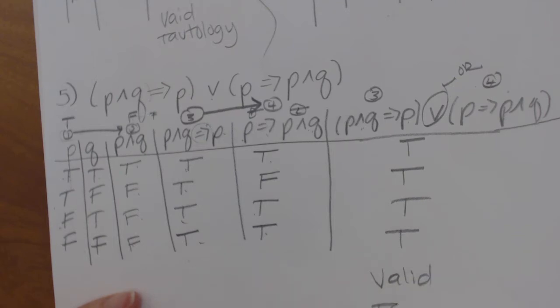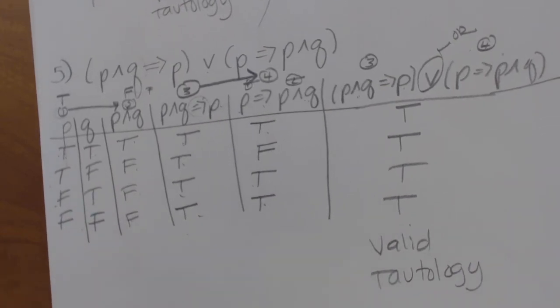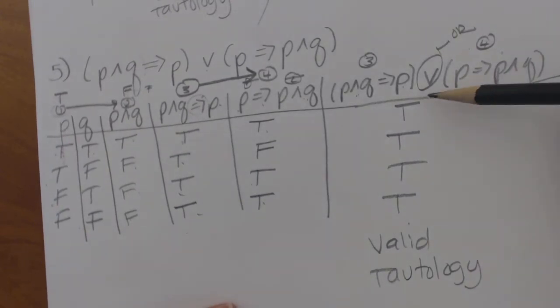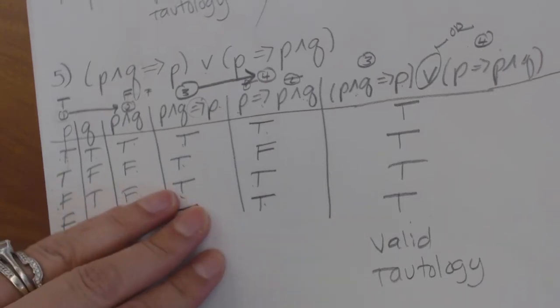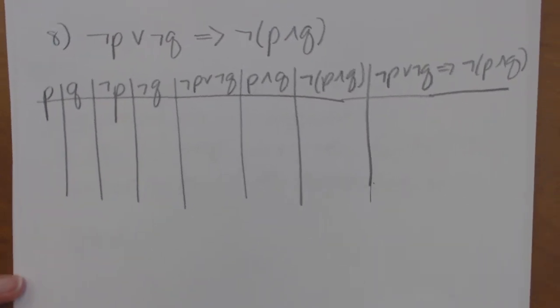It's actually a tautology because the last column is all true. I'm not writing that out every time for you right now. I just want to do the truth tables and show you what happens. I don't want to waste time, but I don't want to take up time writing it out. You know that you need to write out that the last column, it's all trues here. Okay, and the last one, this is number 8.